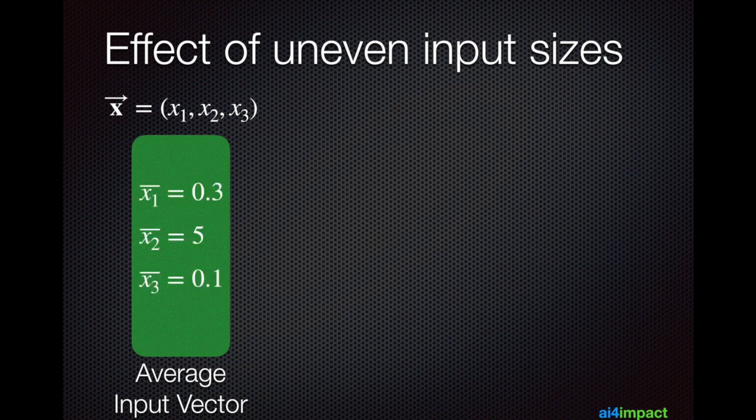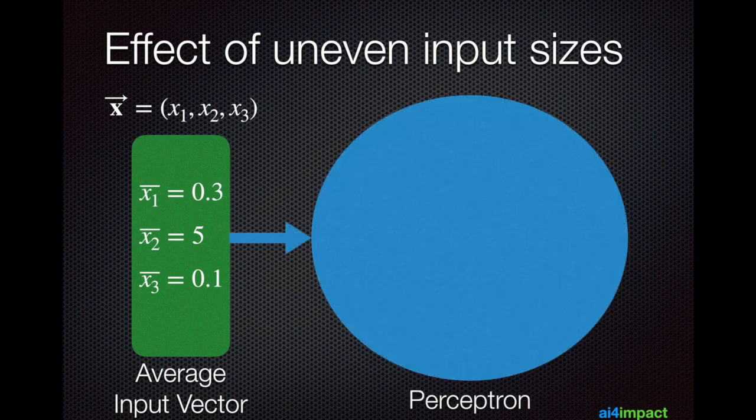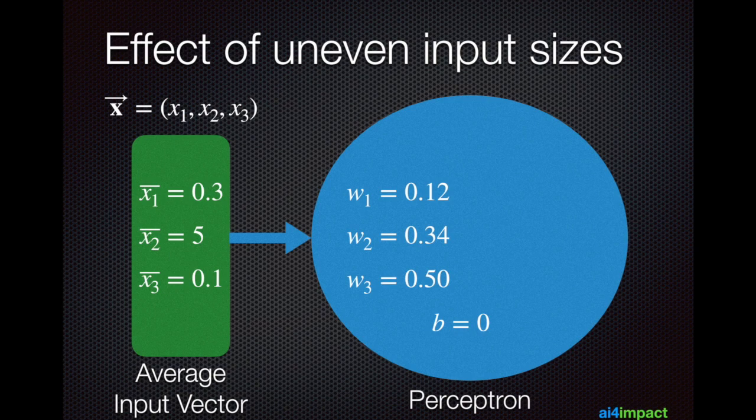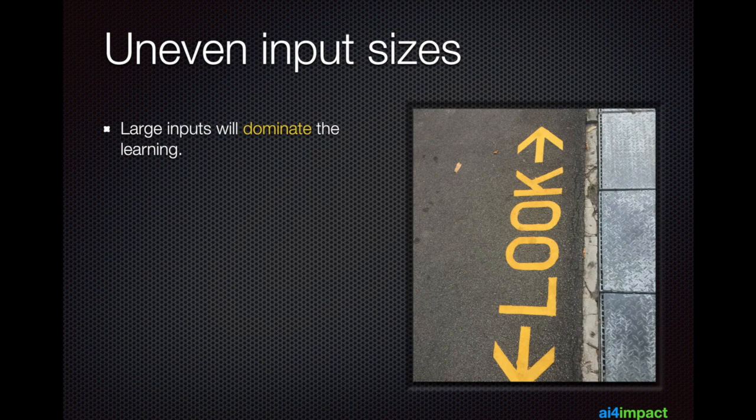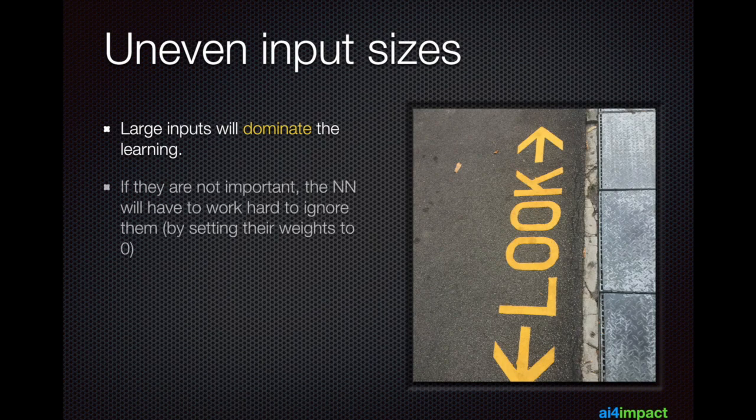If you look at the average values of these inputs, you'd notice straight away that x2 has about 10 times a larger magnitude compared to x1 and x3. What is the effect of this? Well, if the weights are about the same size, and let's assume for the moment that B, the bias, is 0, taking the inner product simply means that x2 will dominate the inner product. So in other words, large inputs dominate learning.